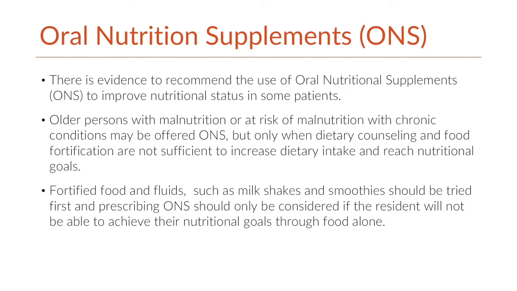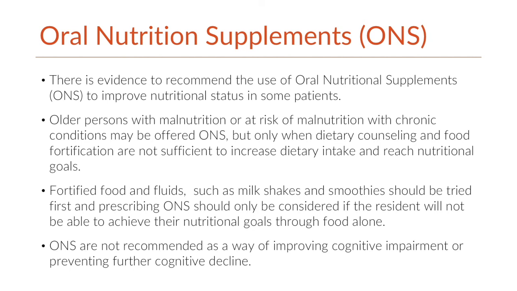Trying food-based interventions first is important for a number of reasons. Firstly, the impact of supplementation is not always fully understood, and food is more familiar and usually more accepted by the residents and supportive of quality of life. If fortified foods did not improve the patient's condition, oral nutritional supplements should be tried for a month only, followed by a review. Oral nutritional supplements are not recommended as a way of improving cognitive impairment or preventing further cognitive decline.